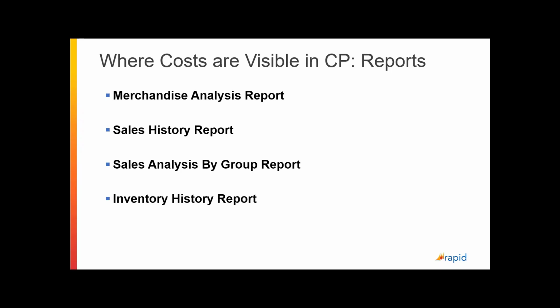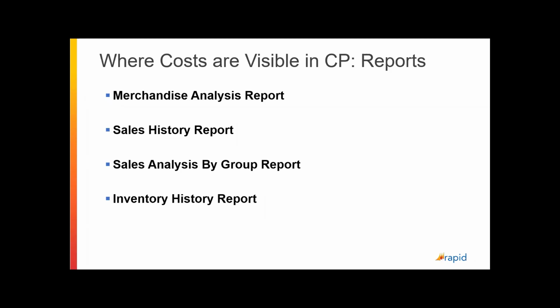Sales history report is a great one. It's pretty straightforward. You just set your parameters and you can really dial in on that. Sales analysis by group report is another really good one. This one really lets you get very granular with the columns. You can put in validated returns, number of tickets, average tickets, all kinds of good stuff. And then the inventory history report.